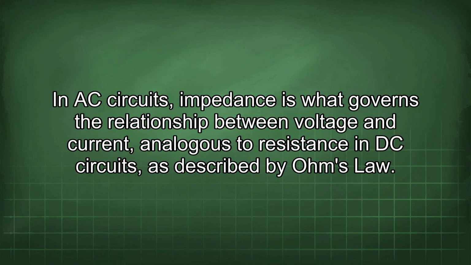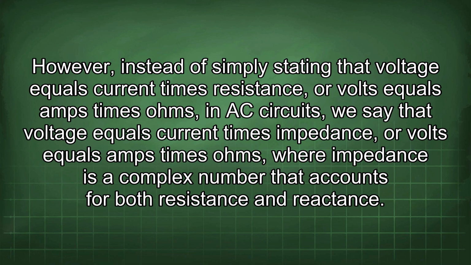In AC circuits, impedance is what governs the relationship between voltage and current, analogous to resistance in DC circuits, as described by Ohm's law. However, instead of simply stating that voltage equals current times resistance, or volts equals amps times ohms, in AC circuits we say that voltage equals current times impedance, where impedance is a complex number that accounts for both resistance and reactance.